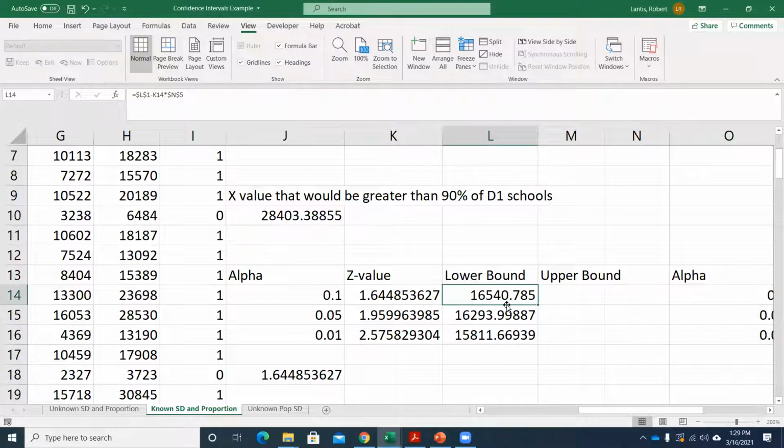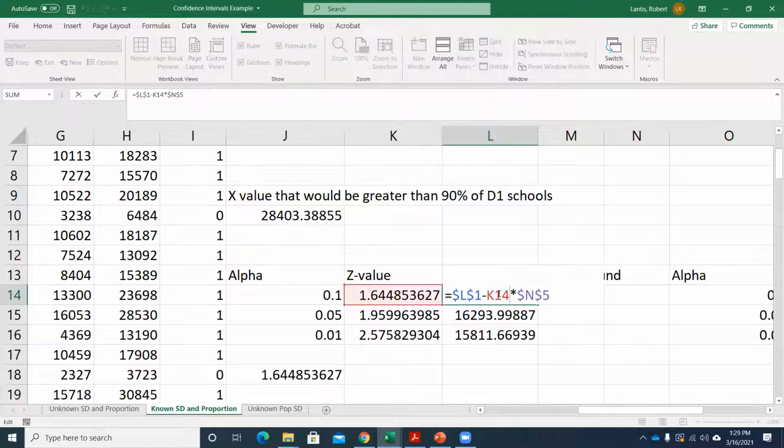So our lower bound's getting lower. Well, how can we build the upper bound pretty quickly? So there's a couple ways you could do this. I think the easiest is, I'll show you the easiest way first. So the problem is if I just copy this over, this is going to change. But I don't want to freeze it because then when I copy it down, well, I got to unfreeze it.